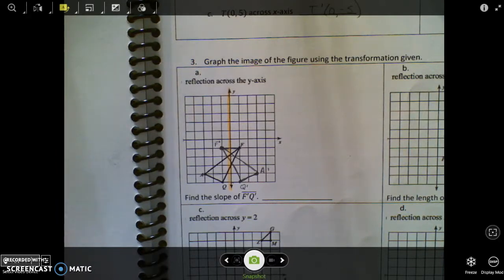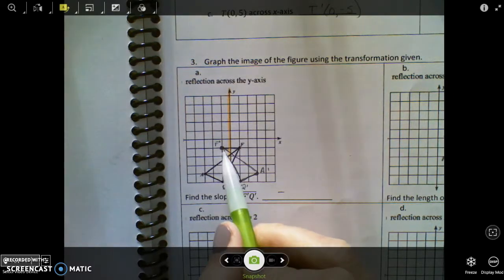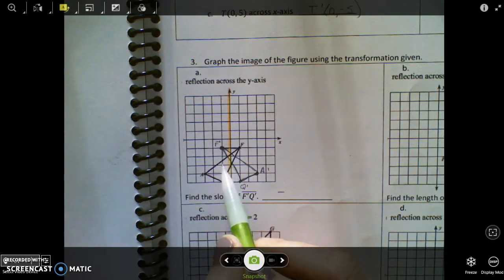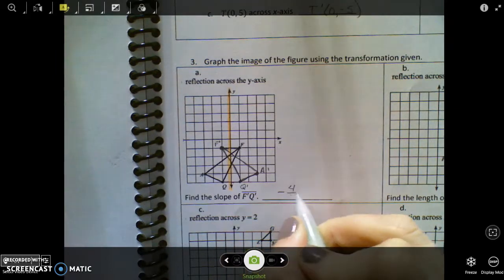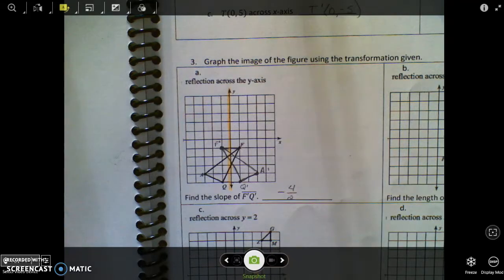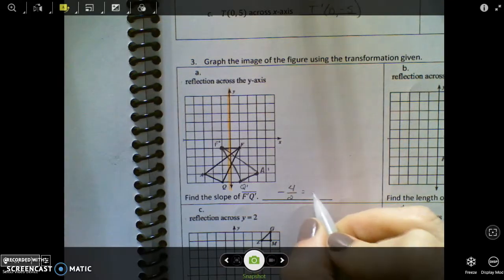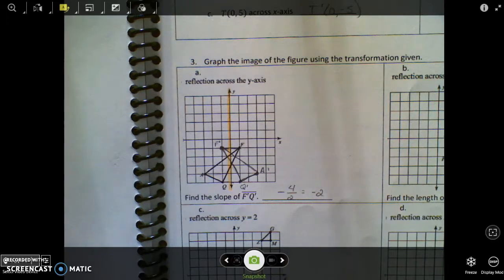I also wanted to ask for the slope. So these are good review questions. I'm finding the slope of F prime, Q prime. It's going downhill, so we will for sure have a negative answer for this. And if I count rise over run between these points, I see that I'm going to be rising down 4, running, so down 4, right 2 gets me negative 4 over 2. Every time you write a fraction, you need to make sure it's reduced. That reduces to just negative 2. The slope of F prime, Q prime is negative 2.